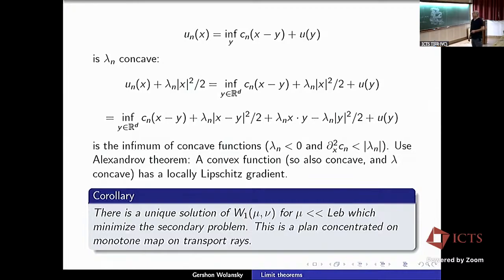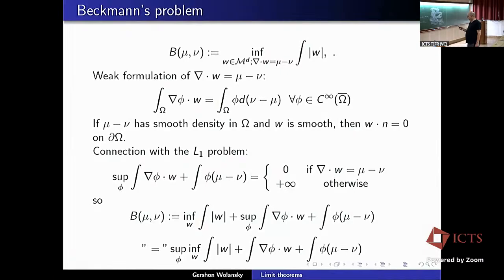Okay, we can also prove uniqueness, that this map is independent on the support of the transport plan, but we skip this because this is a little bit too technical.